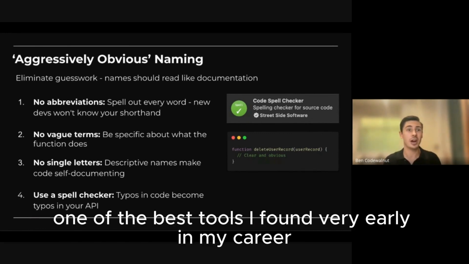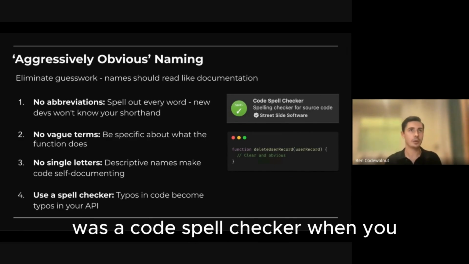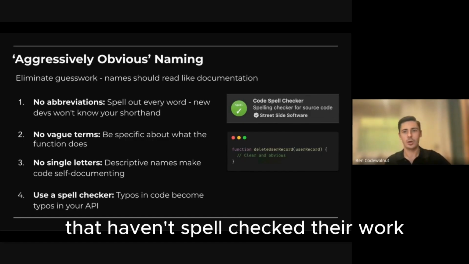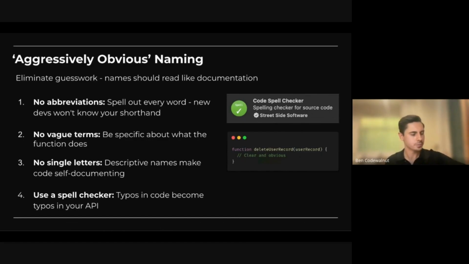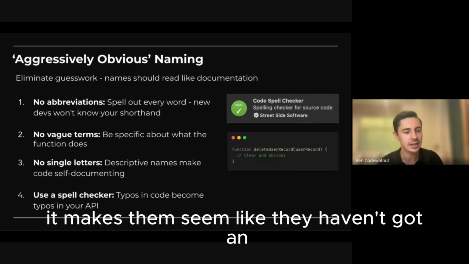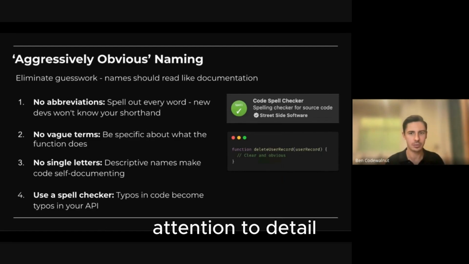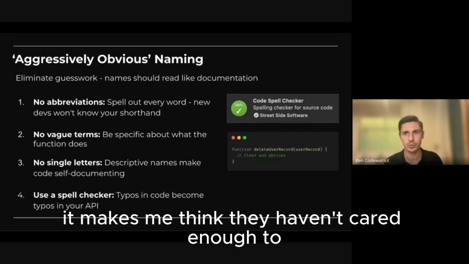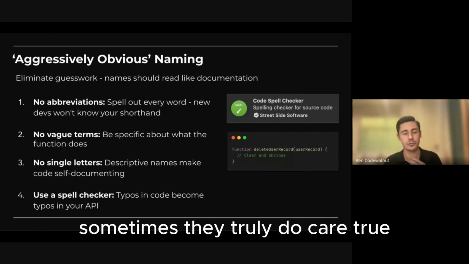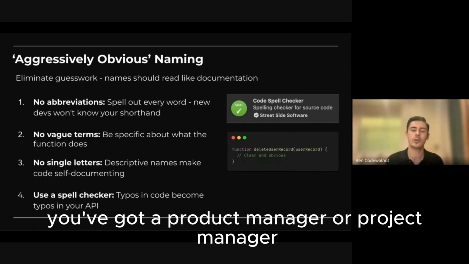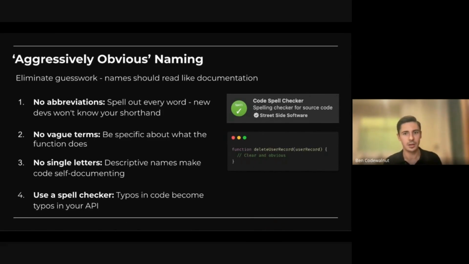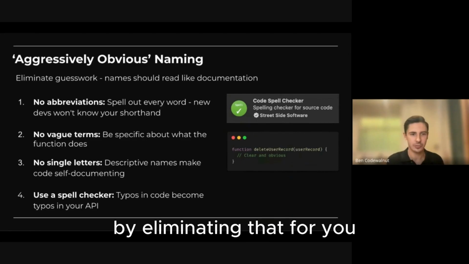And one of the best tools I found very early in my career was a code spell checker. When I catch people that haven't spell checked their work or haven't made sure that they've in essence crossed their T's and dotted their I's, it makes them seem like they haven't got an attention to detail. It makes me think they haven't cared enough to proofread their own work. And sometimes that's not the case. Sometimes they truly do care. Sometimes you're trying to get a feature out. Sometimes you've got a product manager or a project manager that's pushing you to do things faster. This makes it so much easier by eliminating that for you.